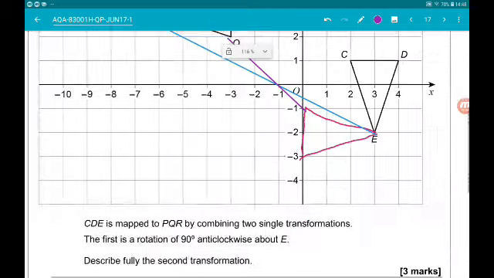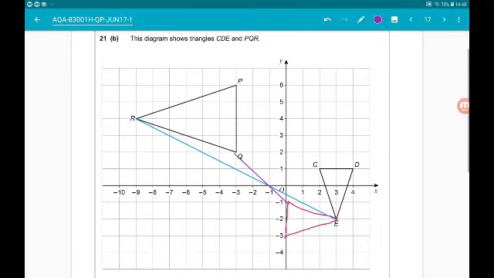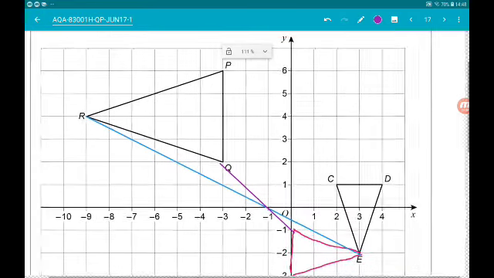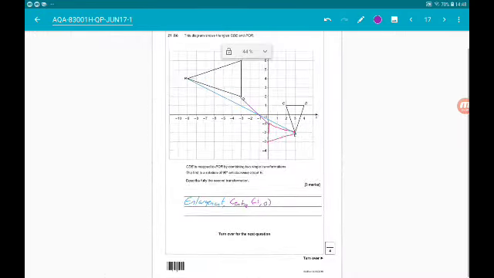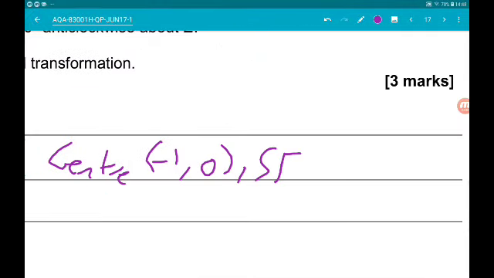So it's an enlargement, centre -1, 0, and again because the triangle is flipped and ended up on the other side of the centre of enlargement, it's a negative scale factor. We can see the side lengths have doubled, so the scale factor is -2. Cool.